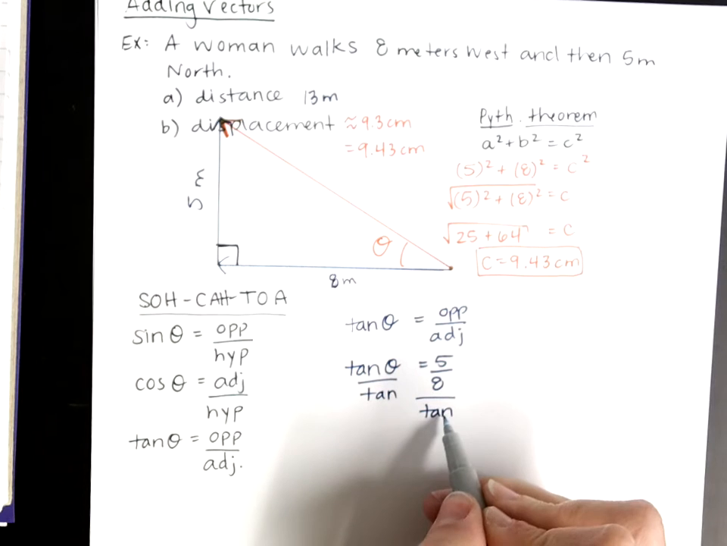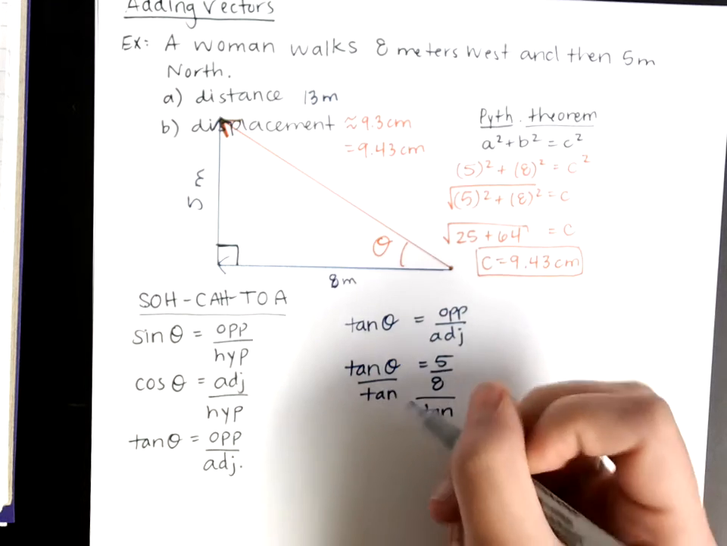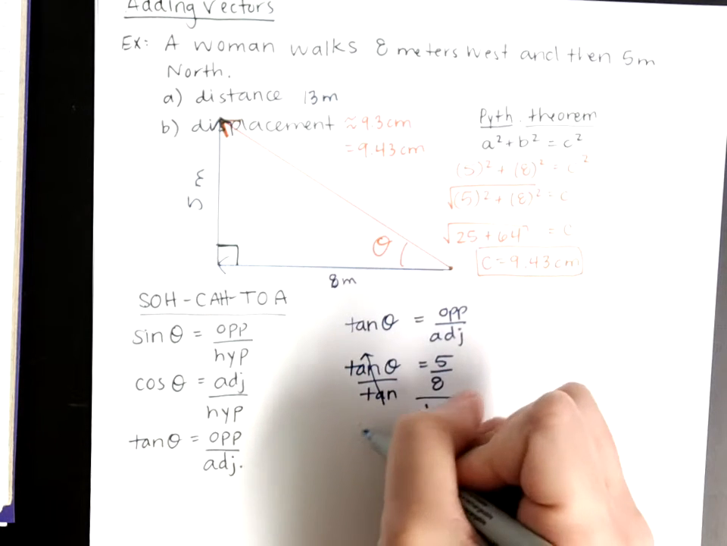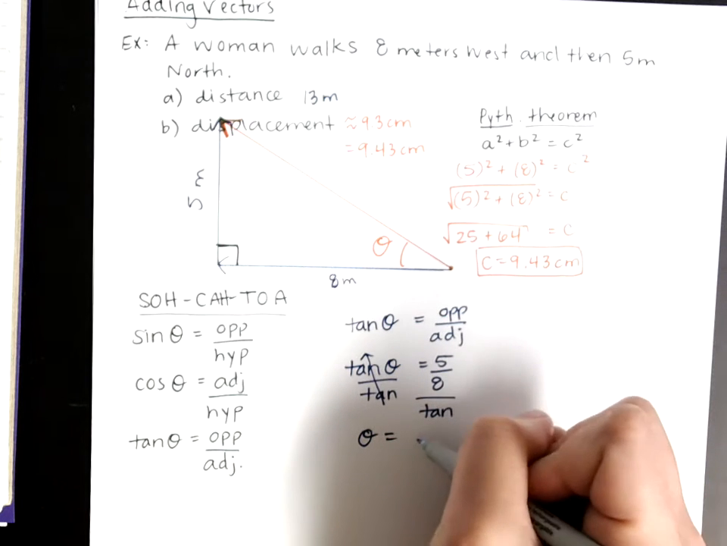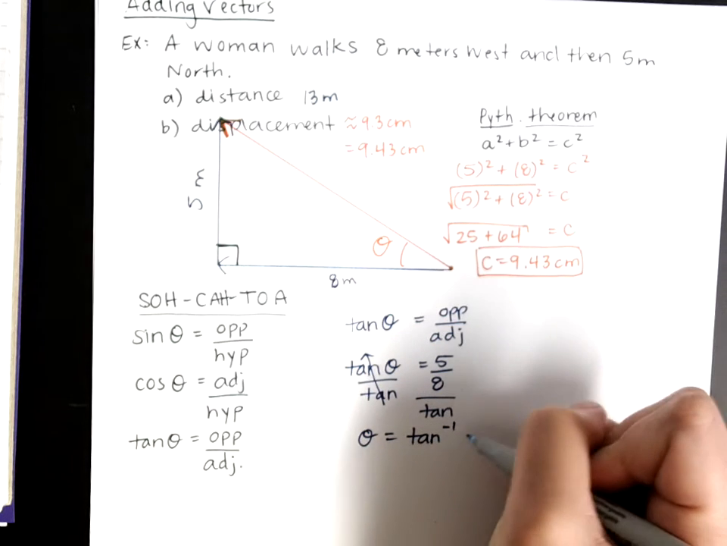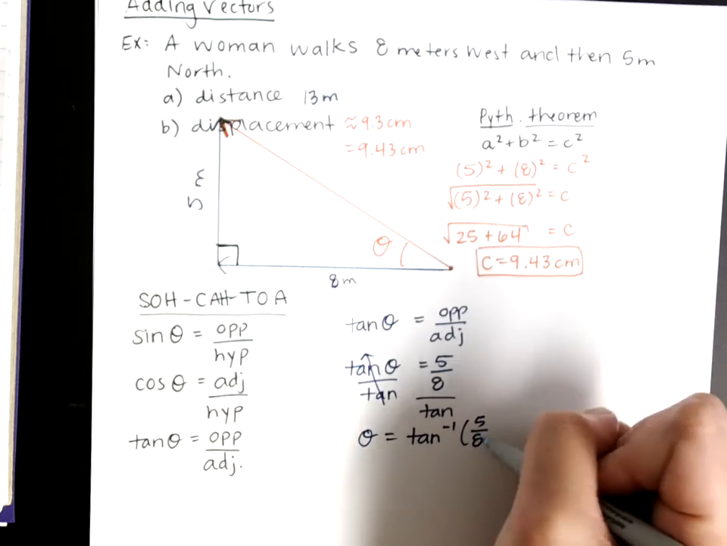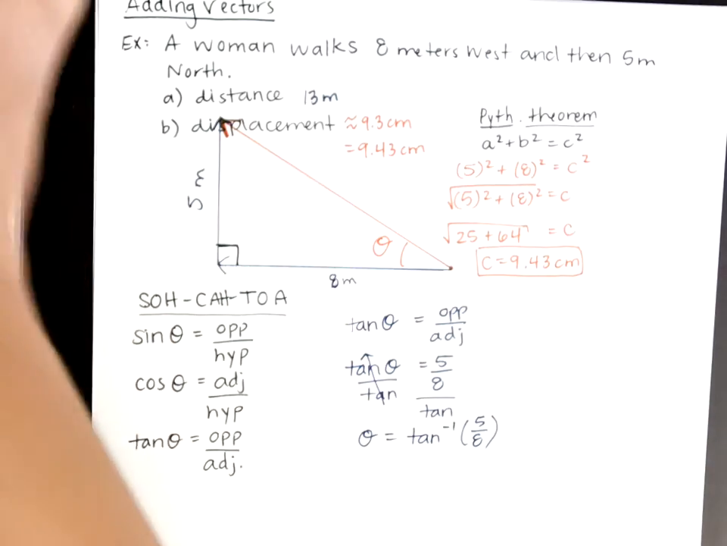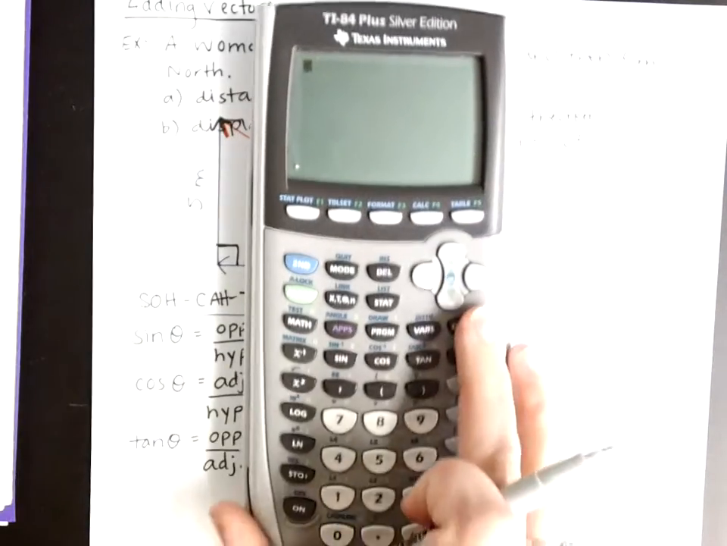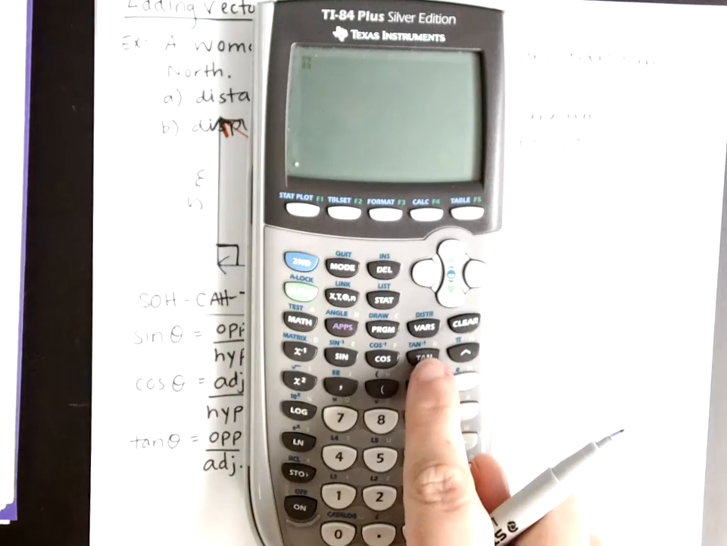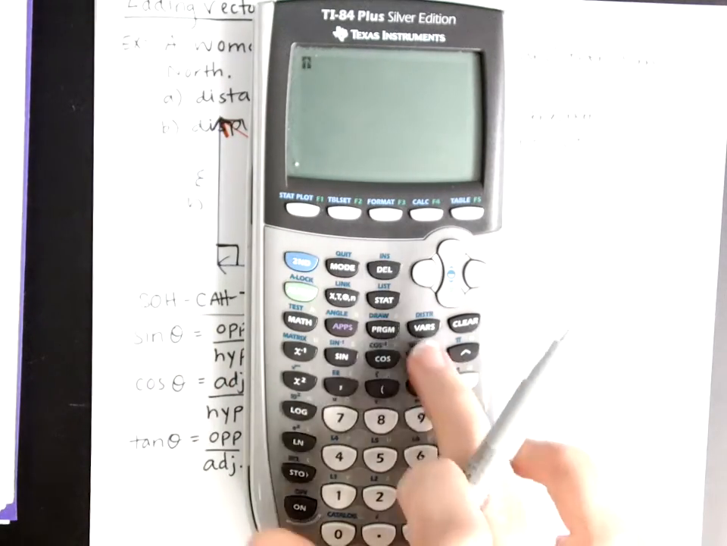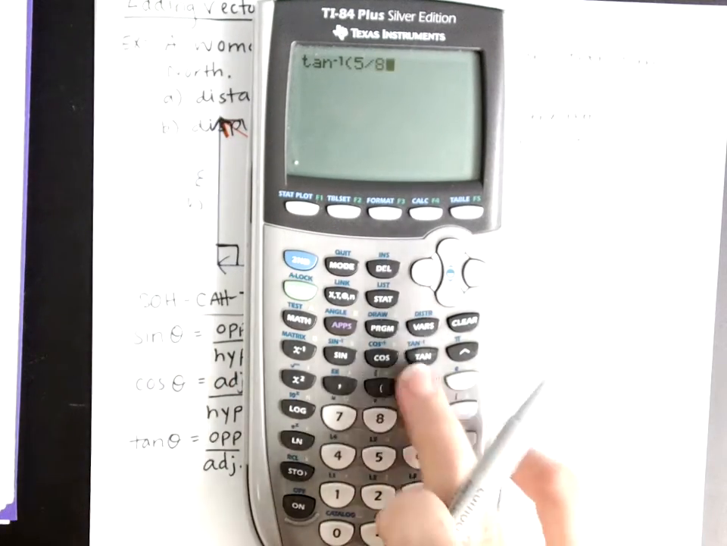Well, dividing by tan is the same thing as writing it as tan inverse. So this tan cancels. We have theta equals, this is tan inverse now, so inverse tangent of 5 over 8. On your calculator, if you have one of these, you're going to type in second and then the tan button, because you want the tan to the -1. 5 divided by 8, close parentheses, you get 32.0.